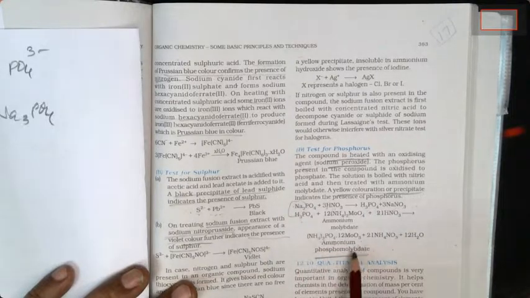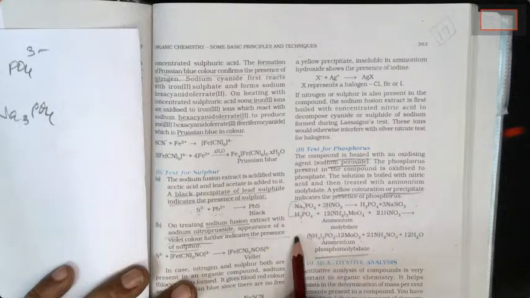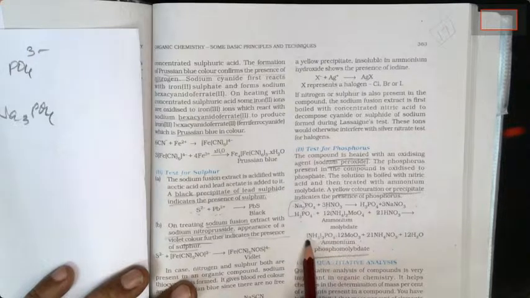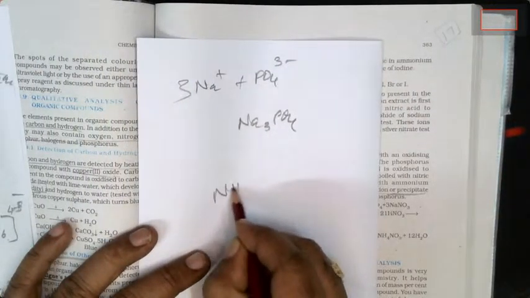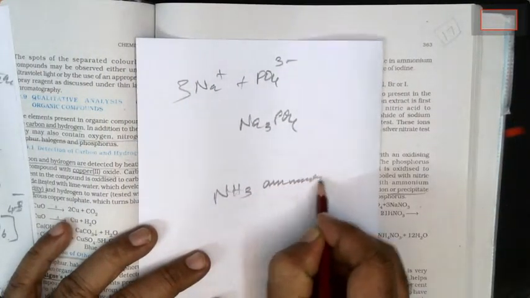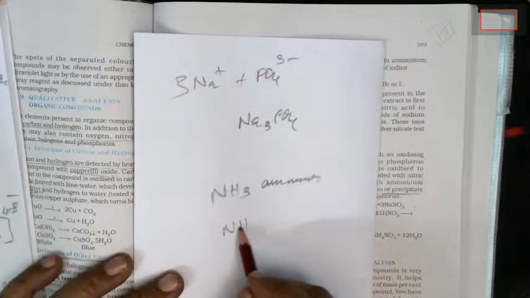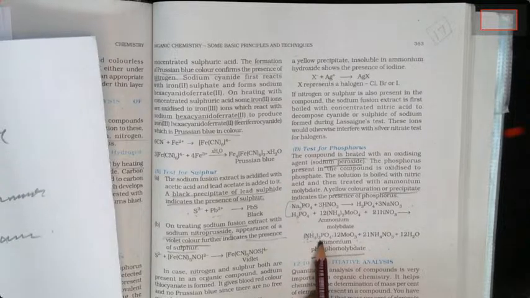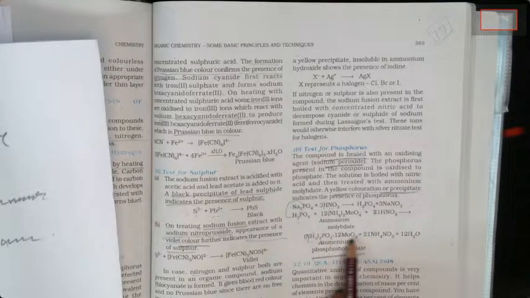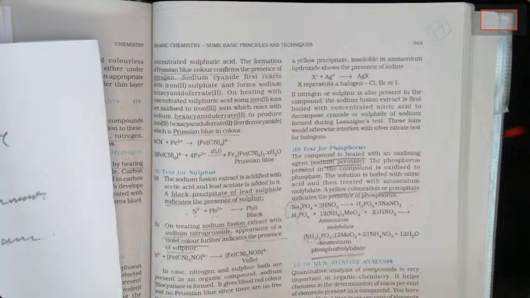Ammonium phosphomolybdate. Molybdate is MoO3, phosphate is PO4 3 minus. By combining this, you are able to get ammonium, which is monovalent actually, NH4, but there will be 3 ammonium ions. See, NH3 is ammonia, and NH4 plus is ammonium ion. So likewise, 3 moles of NH4 plus come, and 12 moles of molybdate along with the PO4, because PO4 is 3 minus.